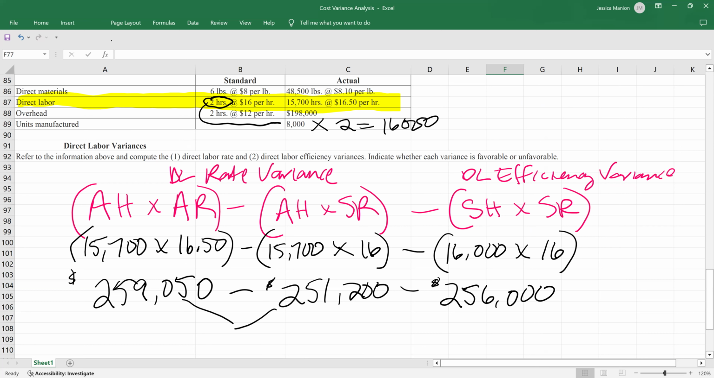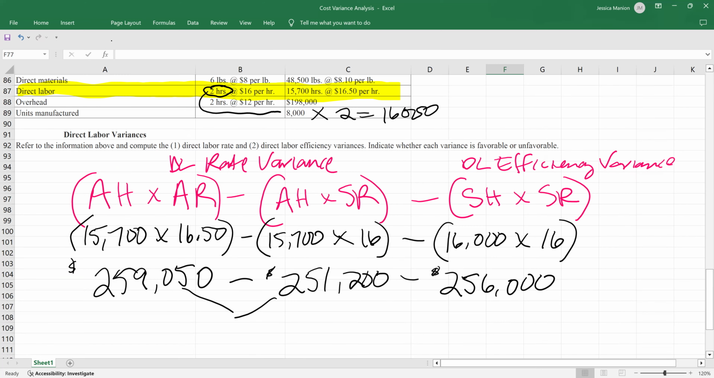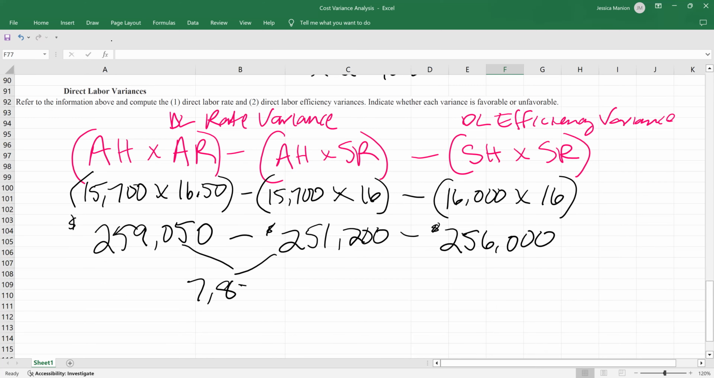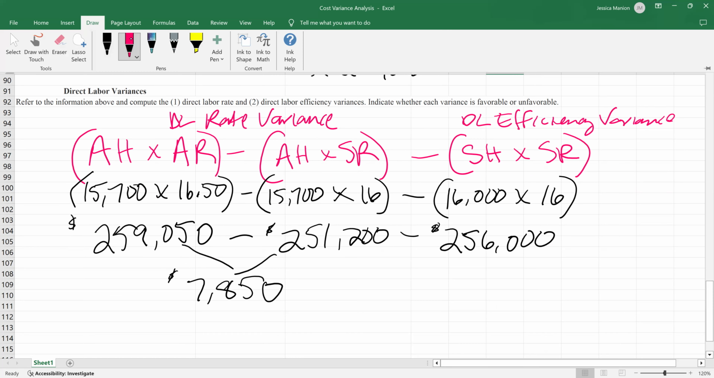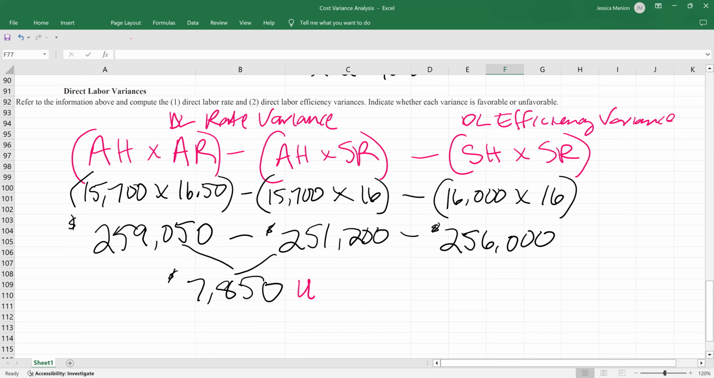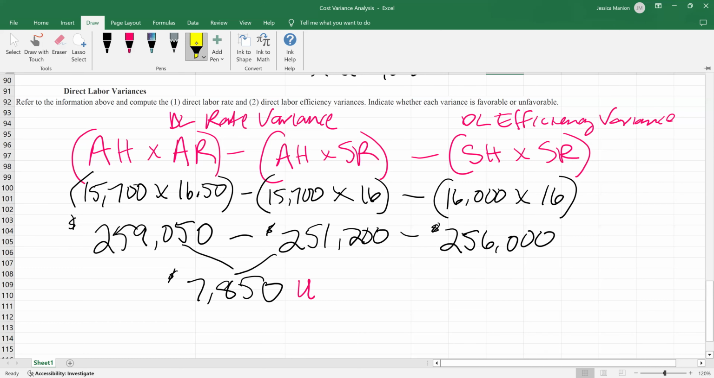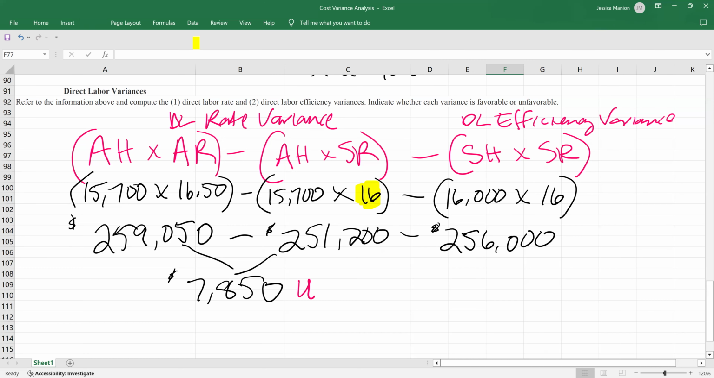If we take 259,050 minus 251,200, 7,850 is our direct labor rate variance. And again, this is unfavorable, right? We talked about that. We had a standard rate of 16. We actually paid 16.50. So unfavorable, right?